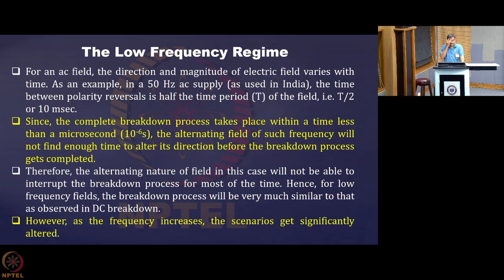Why? Because you know that at sufficiently low frequency, these ions may respond to the electric field when the field frequency is slow. Then what will happen? This breakdown will be almost similar to the DC breakdown mechanism, because electrons are getting collected, then ions are moving. So similar to the DC breakdown case.